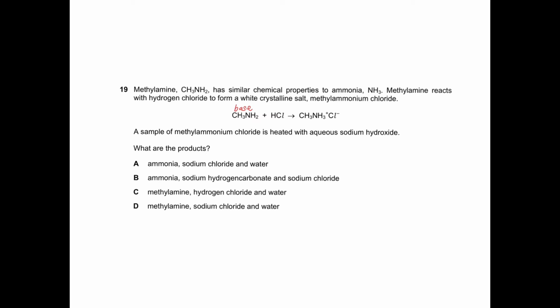A base is a proton acceptor. So they accept protons. From NH2, it accepts a proton and becomes NH3 positive. So we call this the conjugate acid. A conjugate acid is just the same as a normal acid. It is a proton donor. It can donate its protons anytime when necessary.